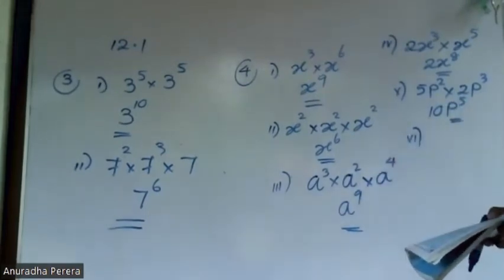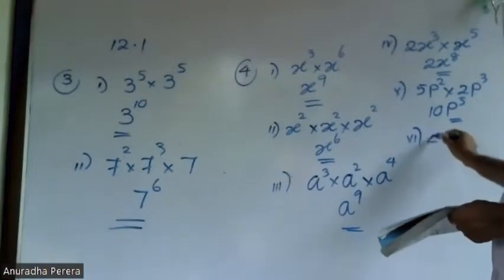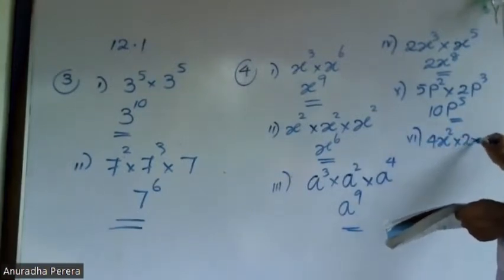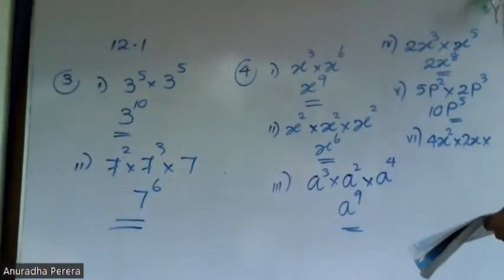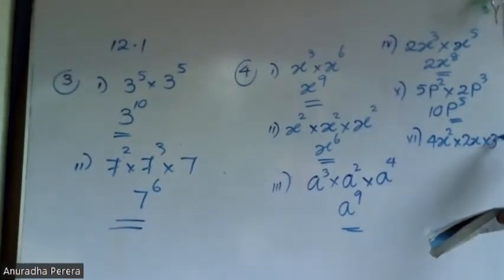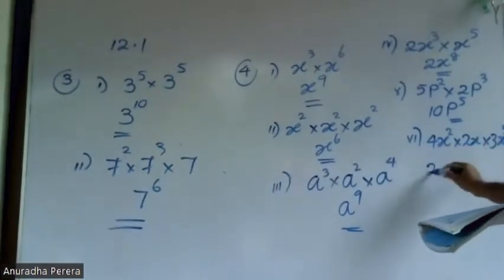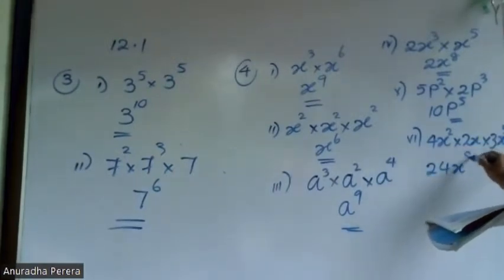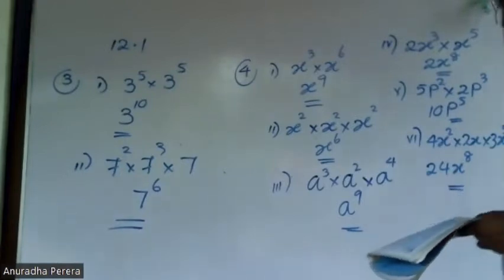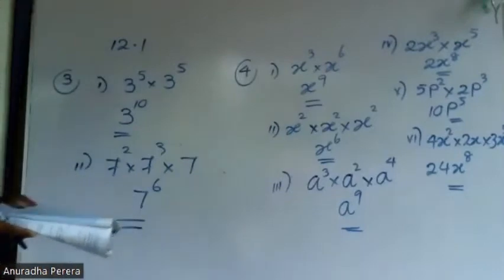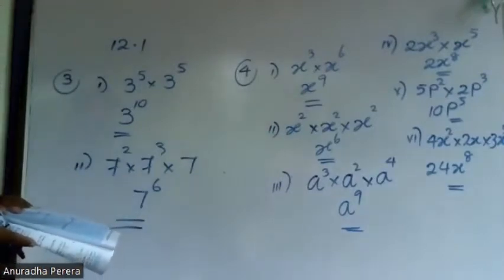6, 4x to the power 2, 2x, 3x to the power 5. Multiply the values, 4 into 2, 8 into 3, 24, x to the power 8. Yes, 24 x to the power 8.